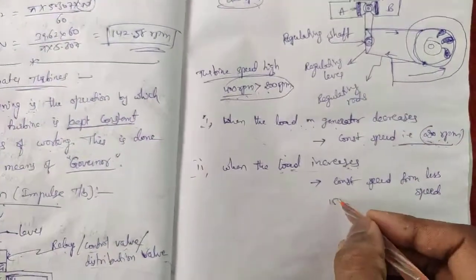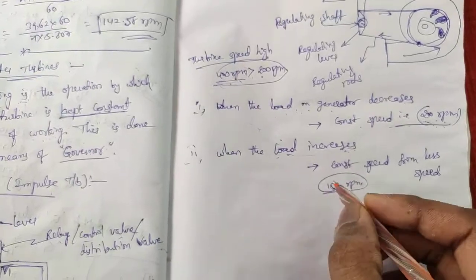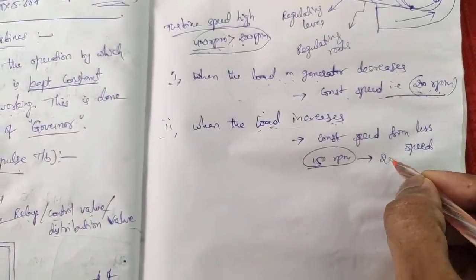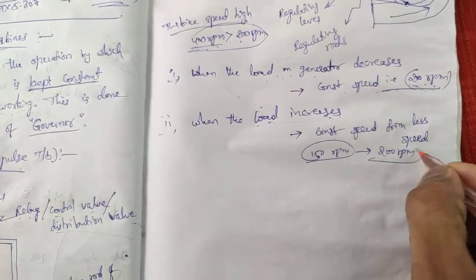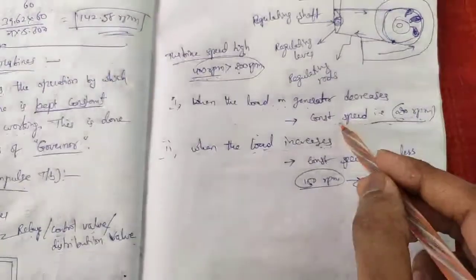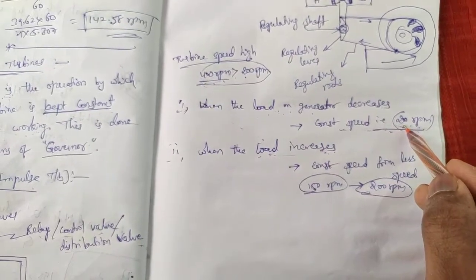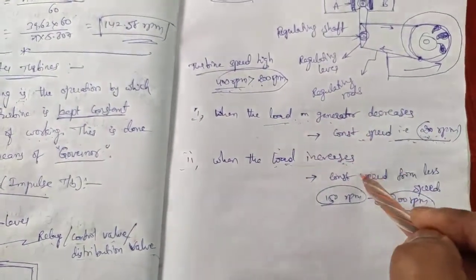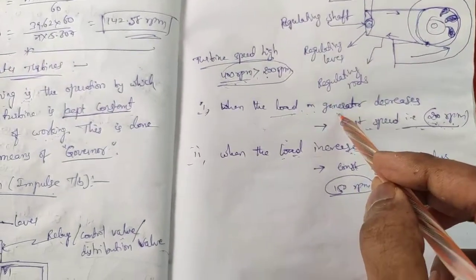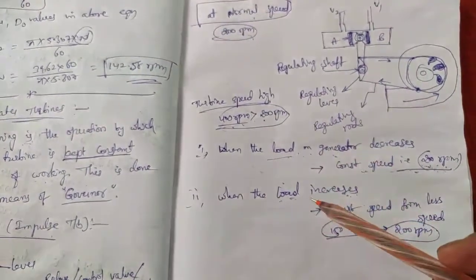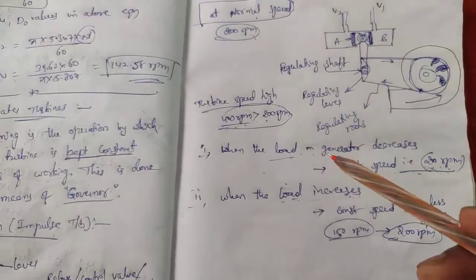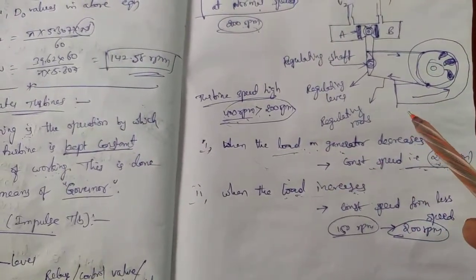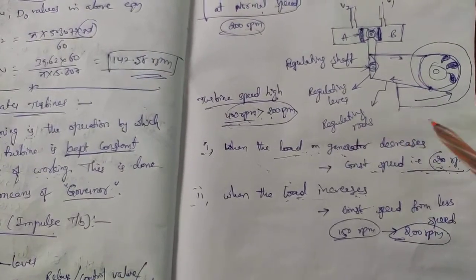Initially the speed is around 150 rpm. Due to this governing operation, this 150 rpm comes to 200 rpm. In this way we maintain constant speed even though the load is increased or decreased on the generator. So this is the governing operation. This operation is done automatically on the basis of the speed of the turbine shaft.